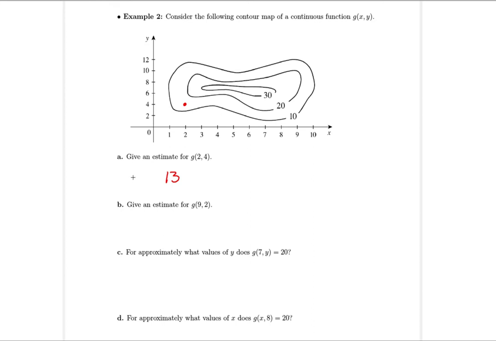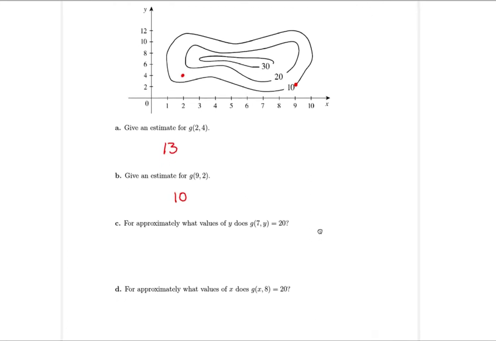Give an estimate for g evaluated at (9, 2). That one looks like it might be falling right on this contour line of 10, so I think the function value, or the height, is probably 10 right there.